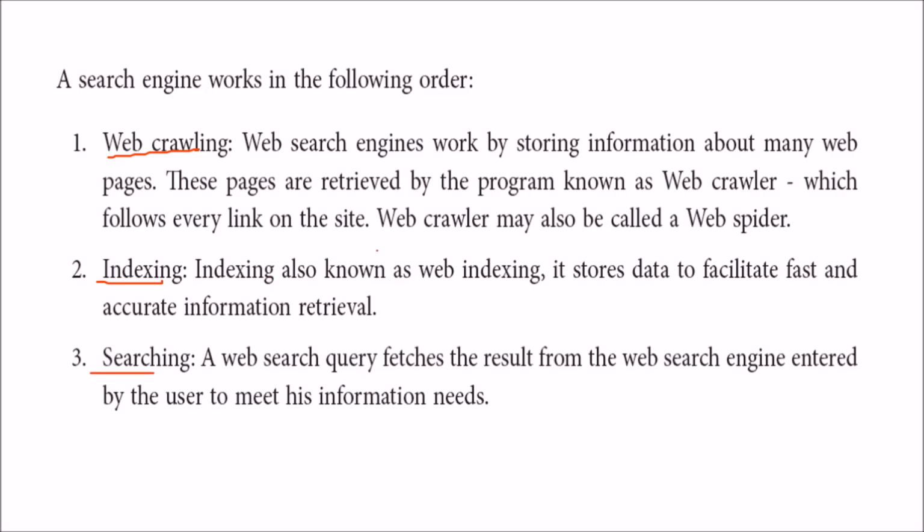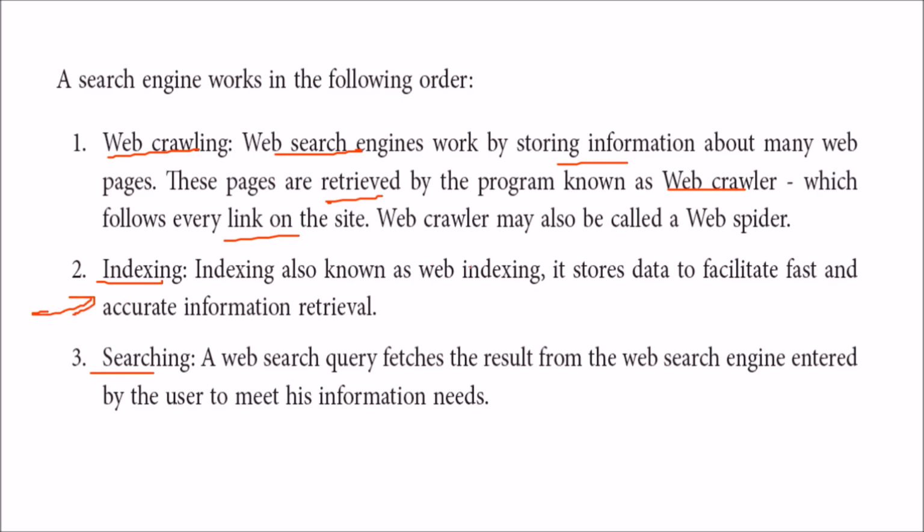You cannot search all the pages in the world. It will take a humongous amount of time. So you need to have some way, an algorithm, to do it. Web search engines work by storing information about all the pages, and those informative pages are retrieved by a program known as a web crawler or web spider, which follows the hyperlinks.